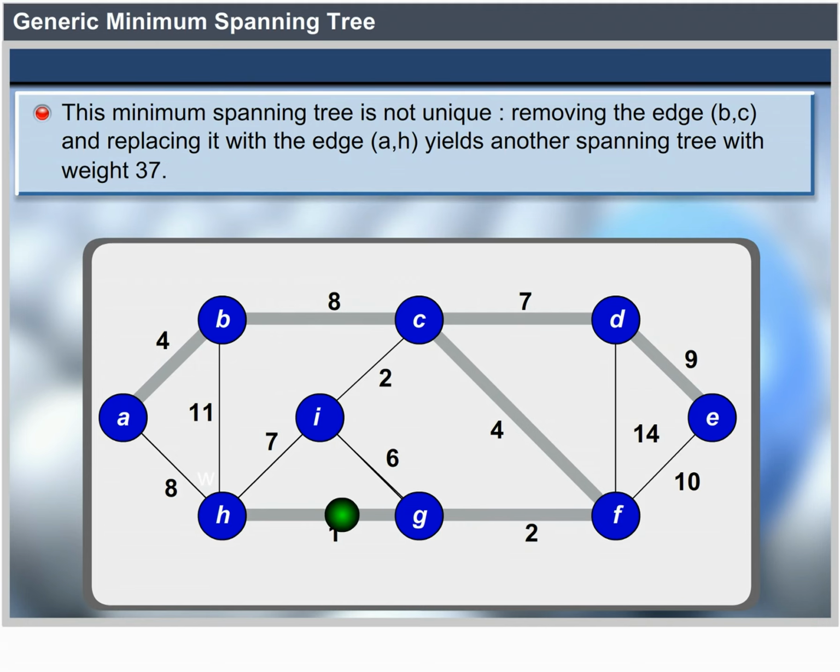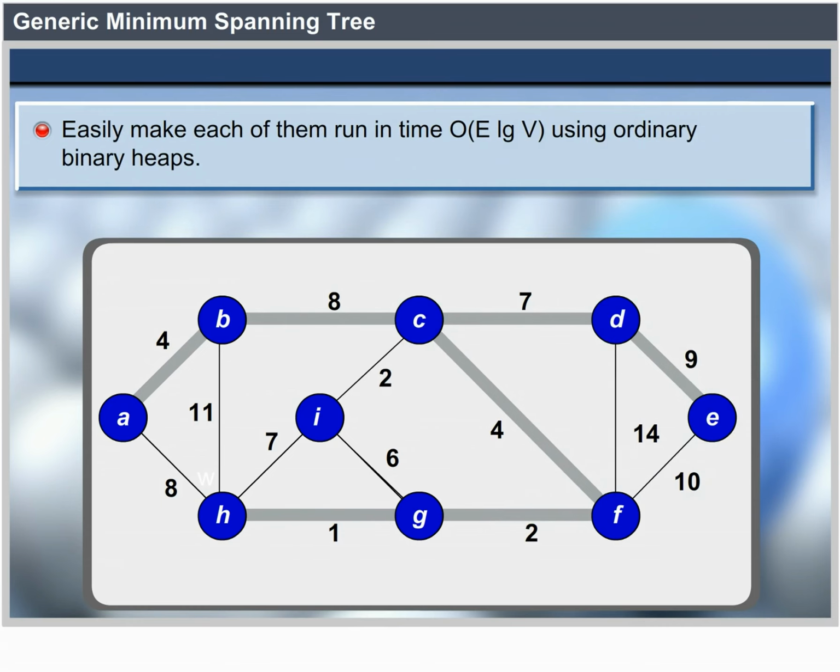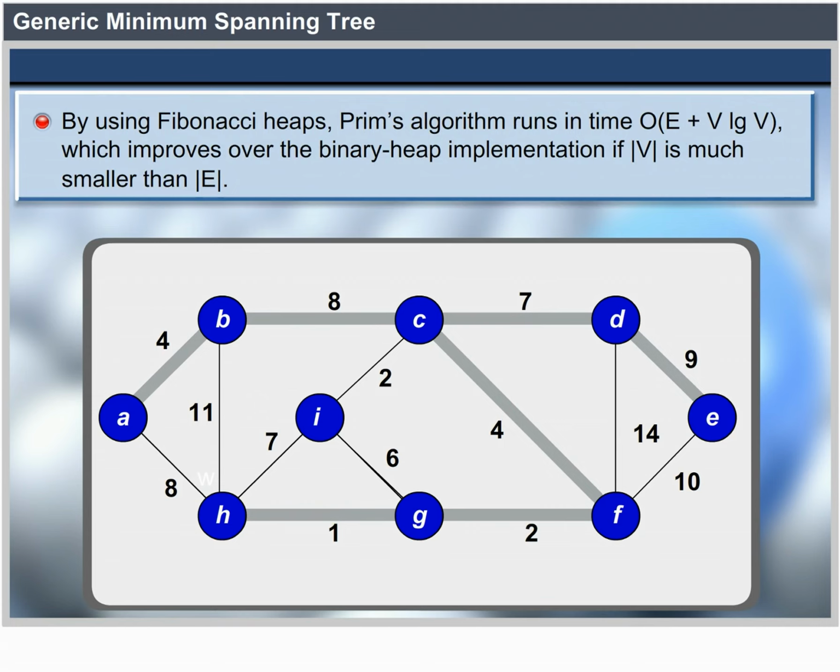We examine 2 algorithms for solving the minimum spanning tree problem, Kruskal's algorithm and Prim's algorithm. We can easily make each of them run in time big O of E log V using ordinary binary heaps. By using Fibonacci heaps, Prim's algorithm runs in time big O of E plus V log V, which improves over the binary heap implementation if mod V is smaller than mod E.